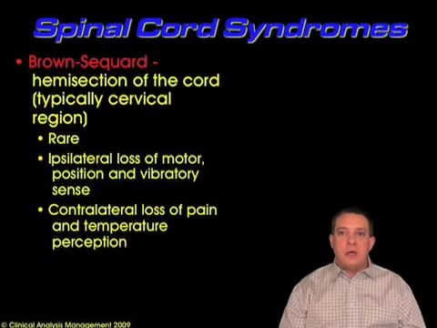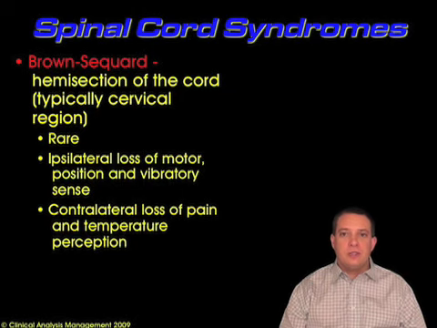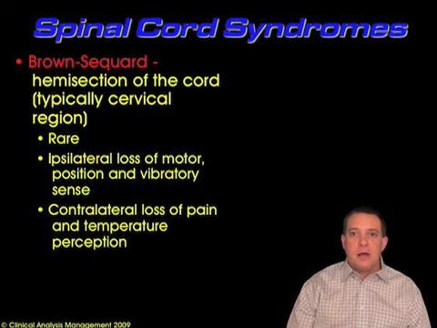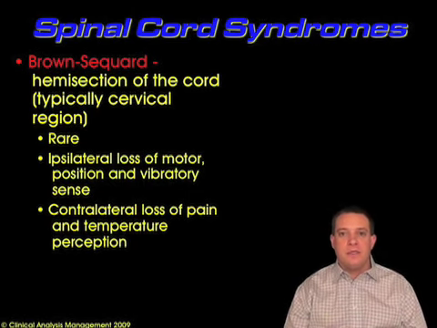Okay, now let's talk about spinal cord syndromes. There's 3 different types of spinal cord syndromes that you need to be aware of. All 3 of them are pretty rare, so that's one of the reasons why they probably love to ask you about them on standardized exams like the FPC, the CFRN, the CTRN, or the CCRN.